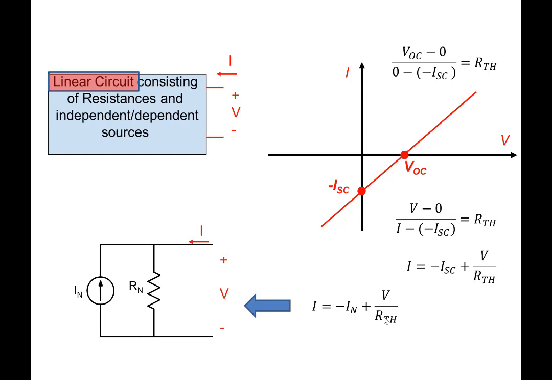So we are seeing that if the circuit is linear, described by a straight line on the current voltage characteristics, then this is a general representation of that particular circuit from the terminal point of view. This is important. From the terminal point of view, this circuit composed of IN and RN is indistinguishable from whatever is inside it. So that's the basic idea behind Thevenin's and Norton's equivalent circuits. All right, so let's stop here.